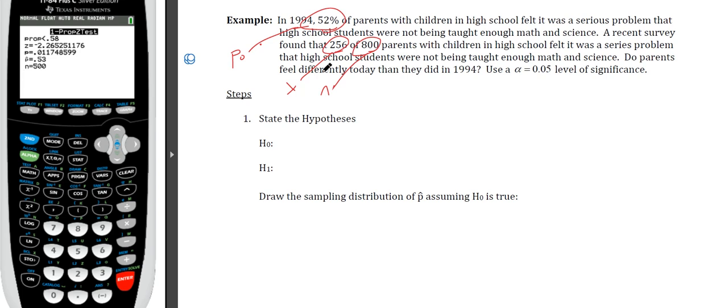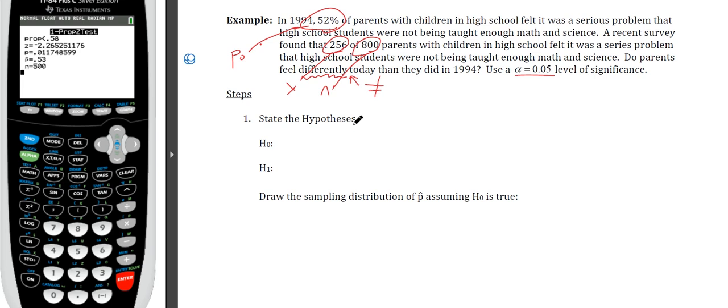Do parents feel differently today than they did in 1994? And we have our alpha level given to us. Now, since it says differently, that means that we're going to be working with a not equal to sign in our hypothesis. However, before we get to that, we should check our conditions real quick.